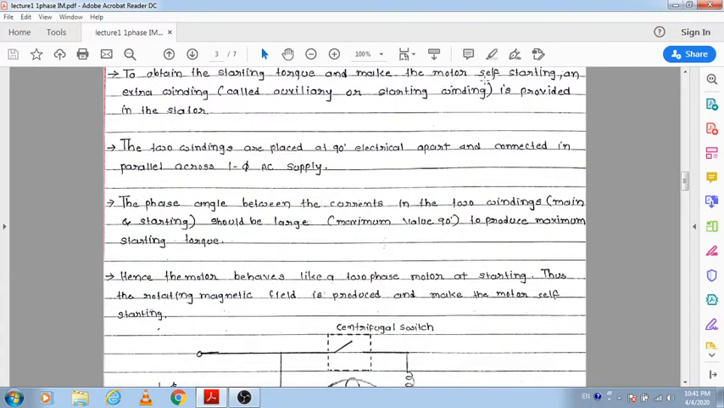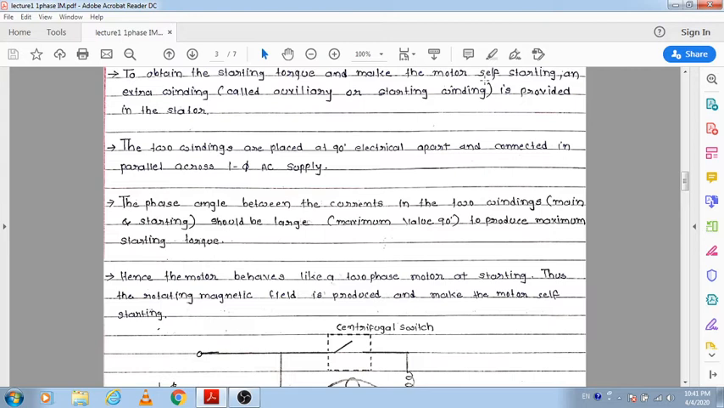So the phase angle between this is why we use another winding, the auxiliary winding, or we can say the running winding. The phase angle between these two windings should be large to produce the maximum starting torque. We can say that this is the condition if we use the split phase theory.